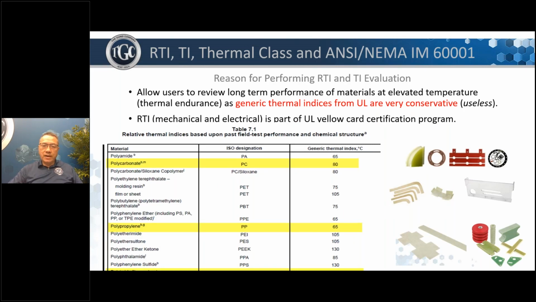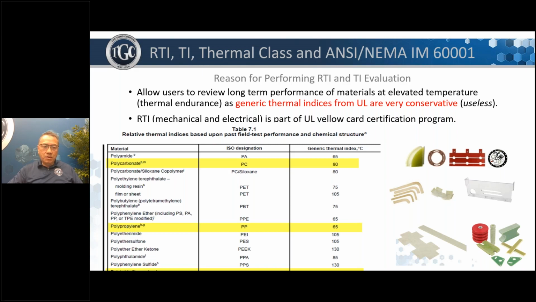For those of us who work with UL, who have a yellow card, and who have to review the yellow card for our material or product application, we understand that on the yellow card, in the right-hand column, it says RTI. Okay, what does that mean? The RTI is a reflection of the long-term thermal endurance of the material. You can obtain RTI two ways. If you don't want to spend the money, then UL will give you a generic RTI based on the chemistry of the material. And the generic RTI that UL gives out is very conservative, sometimes even useless.